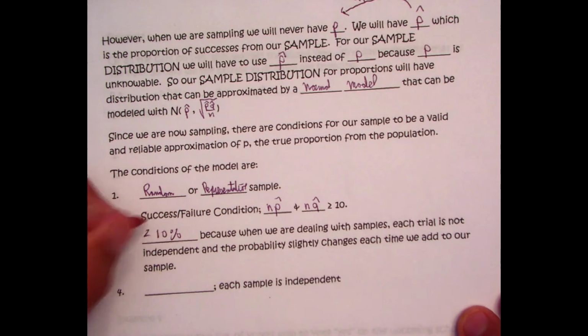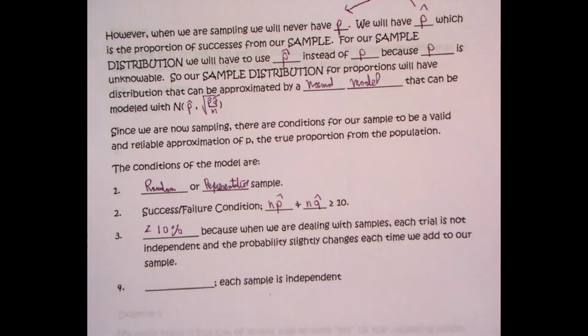Remember that when you sample, we talked about this in the previous chapter: when you're sampling without replacement, every time you pull something out of the population, you change the proportion of successes that's left in the population. As long as we sample less than 10% of the population, we don't significantly alter that proportion. So when we sample, we've got to make sure we're sampling less than 10%.